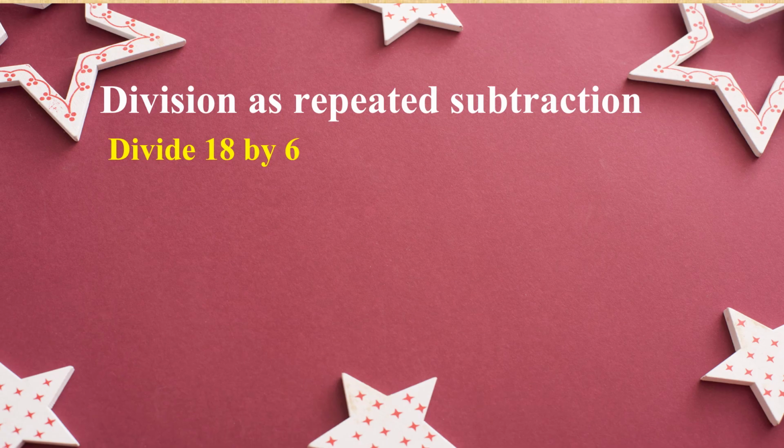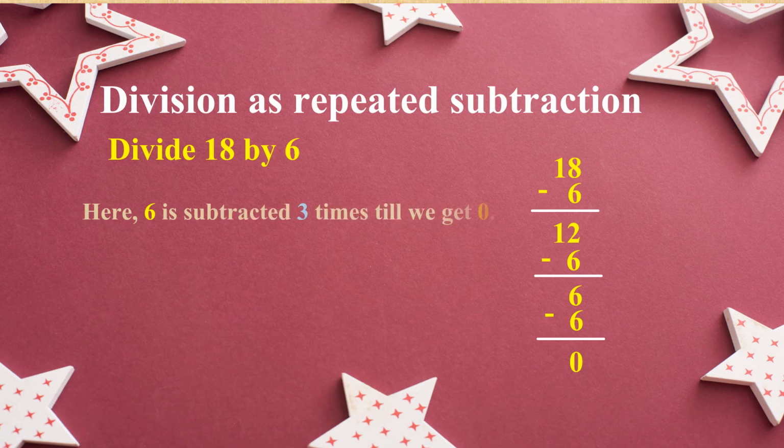Shall we subtract? 18 minus 6 equal to 12. 12 minus 6 equal to 6. 6 minus 6 equal to 0. So how many times we subtracted? 3 times. So 6 is subtracted 3 times till we get 0. So 18 divided by 6 equal to 3.